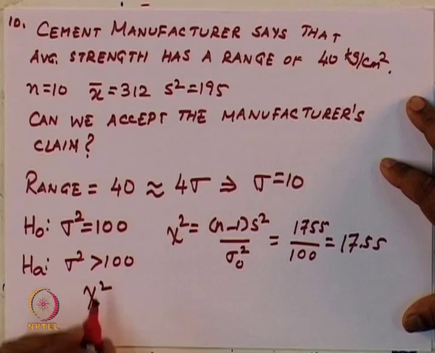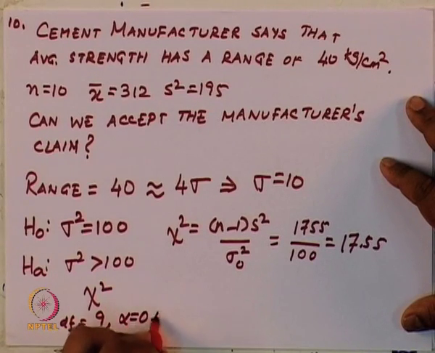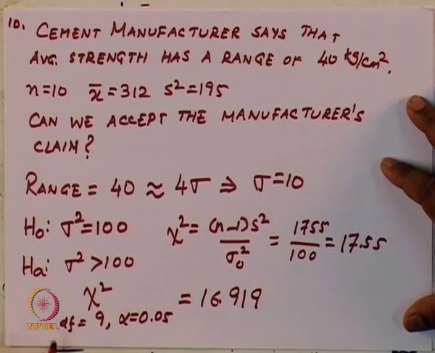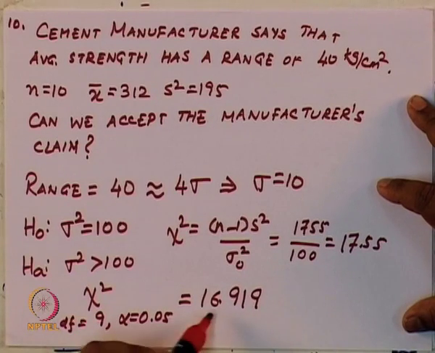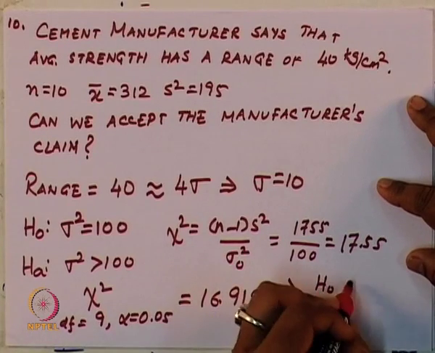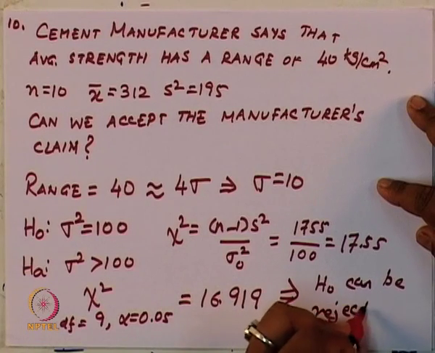Now, the chi-square for a degree of freedom of 9, okay, so for df equal to 9 and significance level alpha equal to 0.05, if you look up the table, you get a value of 16.919. Okay. So, what you clearly see is this chi-square value is greater than this threshold. So, this would mean that H naught can be rejected.